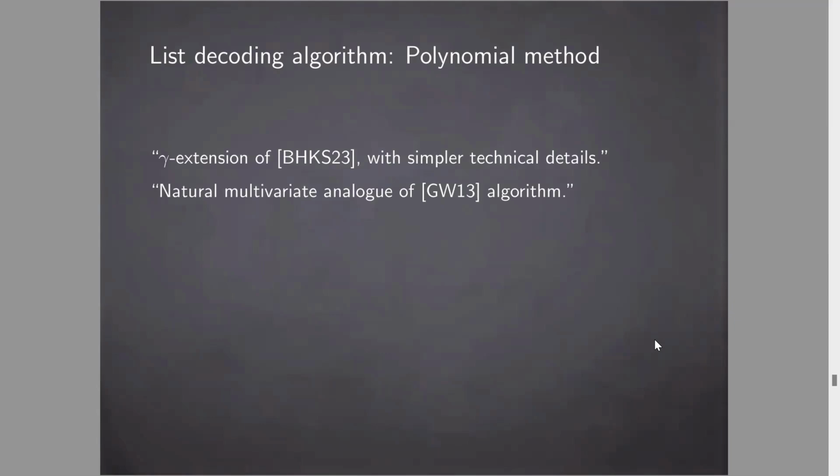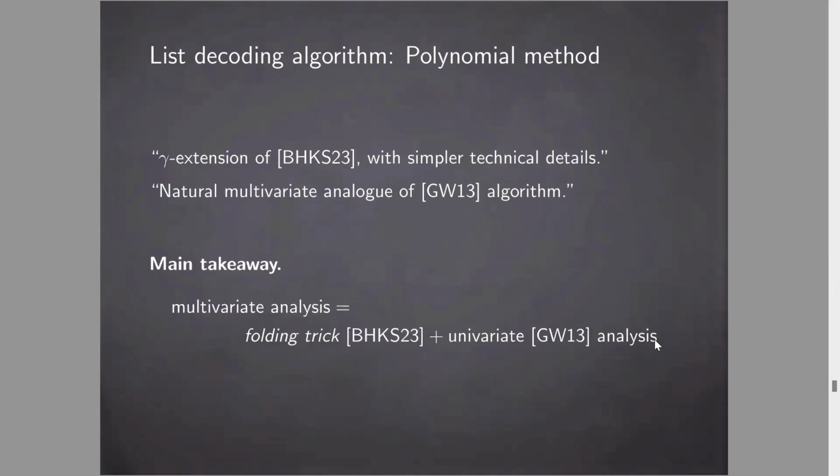And we also think this can be considered a natural multivariate analog of the linear algebraic list decoding algorithm of Guruswami and Wang in the univariate case. The main takeaway of this algorithm is that a simple folding trick introduced by Bhandari and others, coupled with the univariate list decoding analysis of Guruswami and Wang, gives us the required multivariate list decoding analysis.